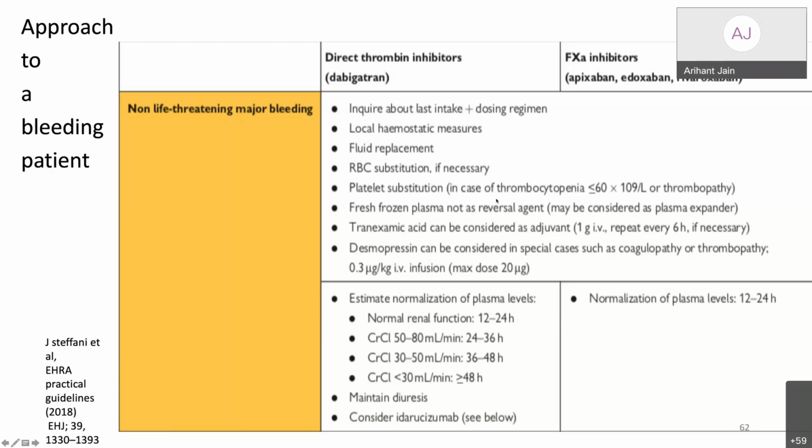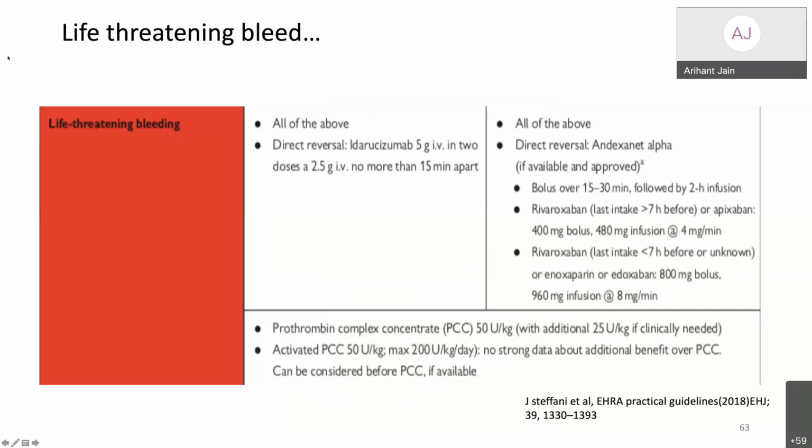This is for non-life-threatening major bleeding. But if the patient lands up with a life-threatening major bleeding, say he is having hematemesis and has taken dabigatran, then you will do all the above measures, and you will give idarucizumab, and you will give prothrombin complex concentrate, PCC or APCC. So either of those you can use.